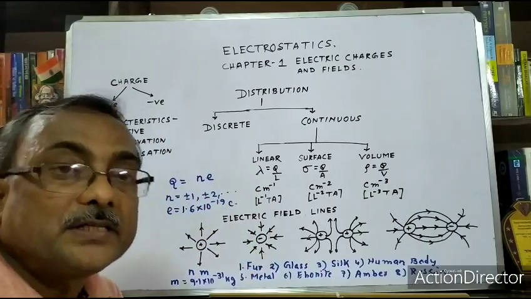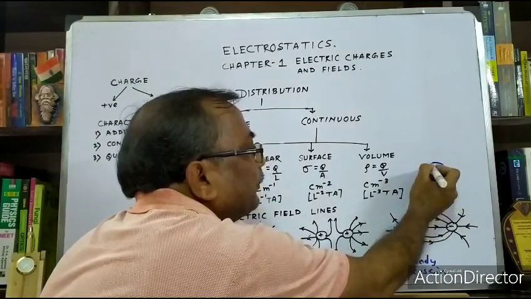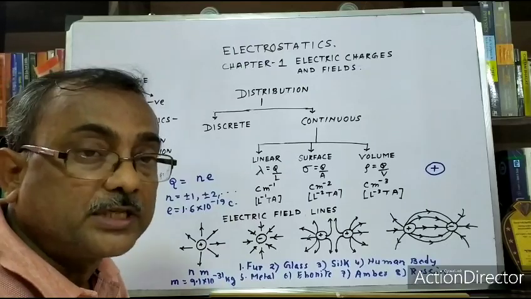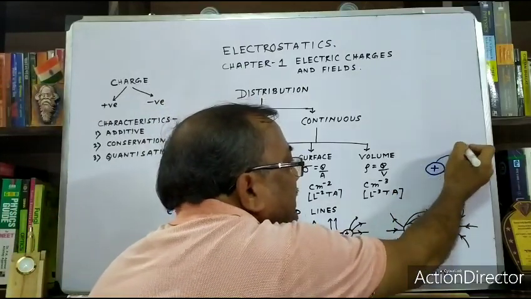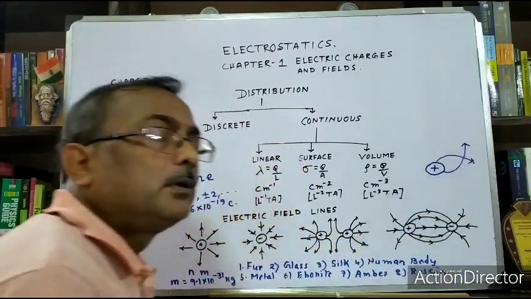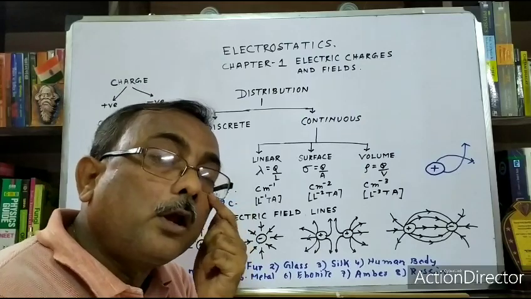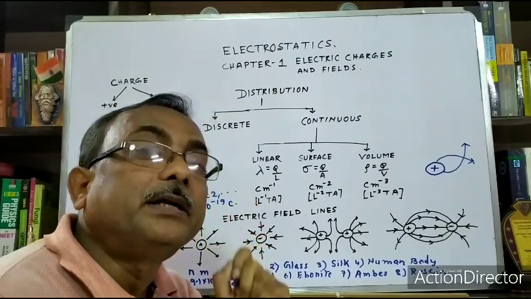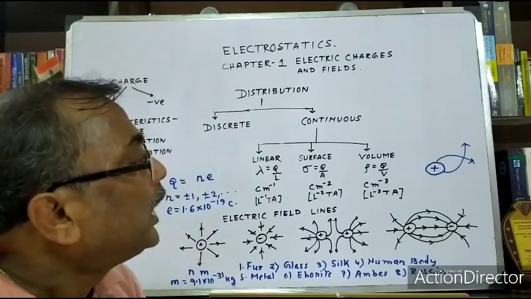Its second characteristic is, if a positive charge is kept, many electric field lines will originate from that positive charge, but no two electric field lines will intersect. This is a question in the board exam. The question is, why will two electric field lines never intersect?